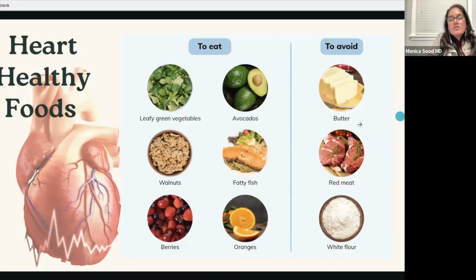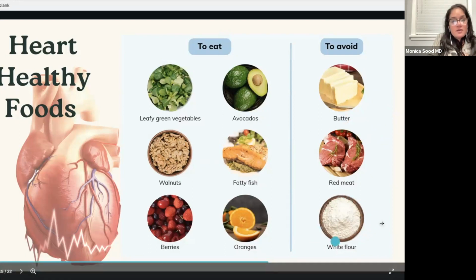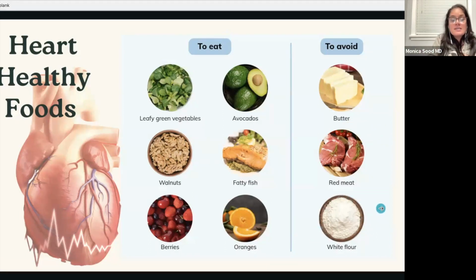Now we want to try to stay away from, this should be margarine actually. We should decrease the amount of red meat and try to stay away. We know this from the white flours, the white breads, the white pastas. All of this in particular turns into sugar, which causes inflammation.